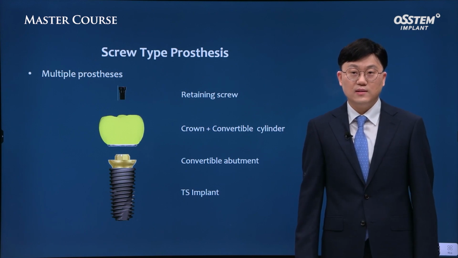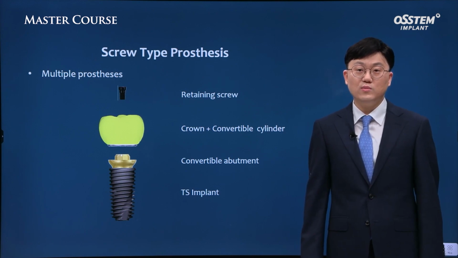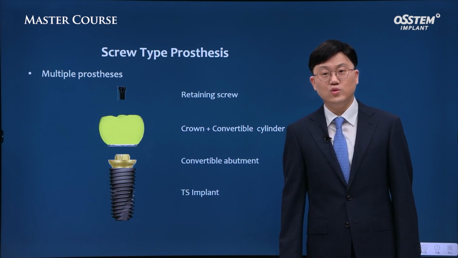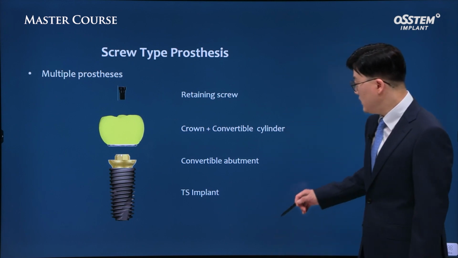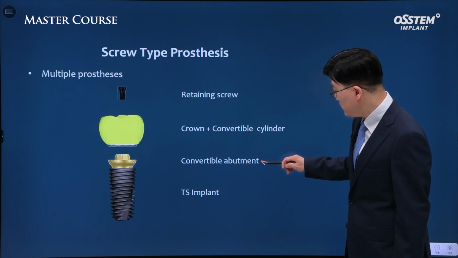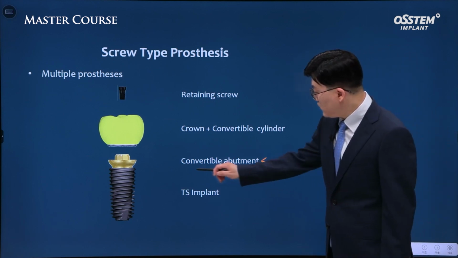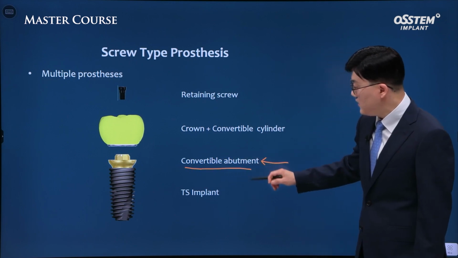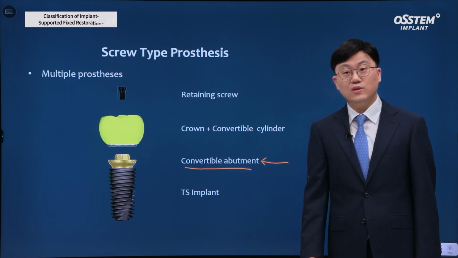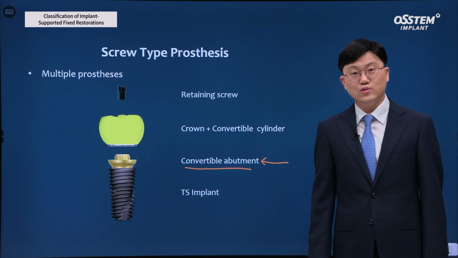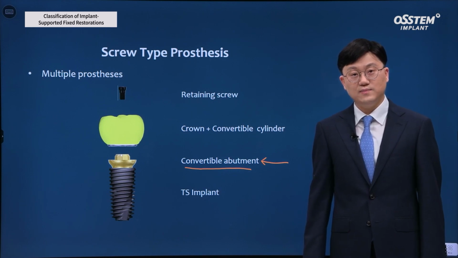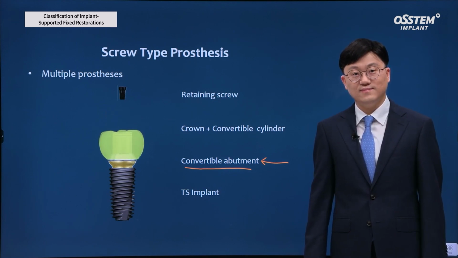In a multiple implant case, if you are to use screw-type prosthesis in order to get passive fit as shown on the image, you need to use an abutment that goes in the middle. If you use convertible abutment from Osstem, just like using external type prosthesis, you can fabricate the screw-type prosthesis.